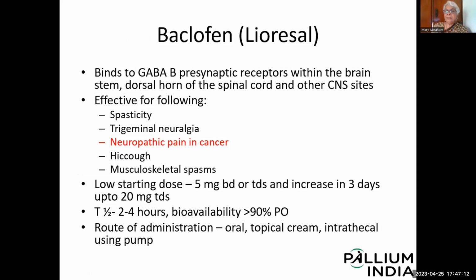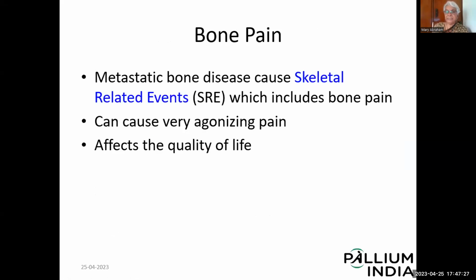Now, the GABA B agonist is baclofen. Okay. So it has got a variety of effects, particularly in neuropathic pain. It's also used for hiccups and musculoskeletal spasms. So you start off with 5 mg and you can go up to 20 mg.